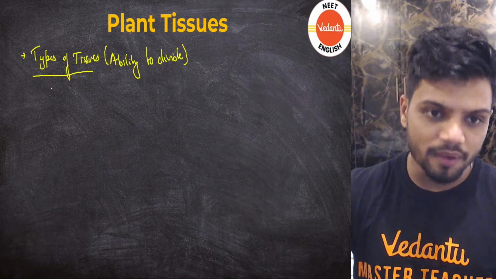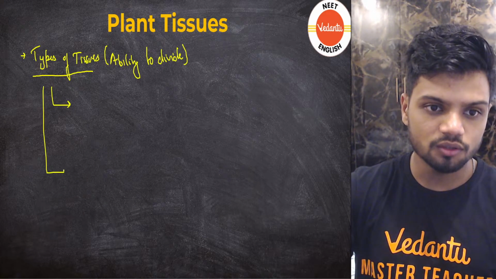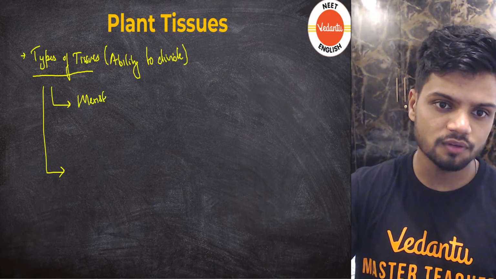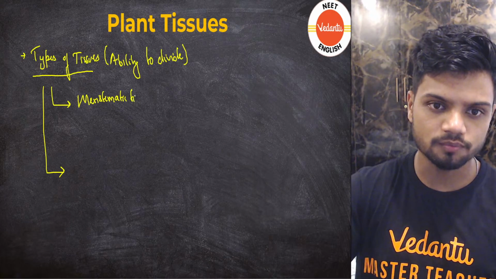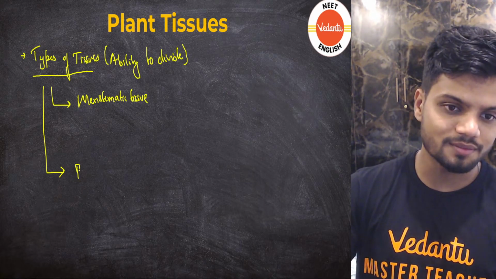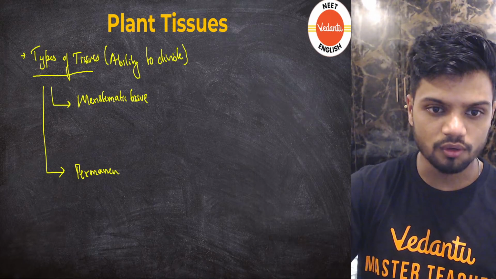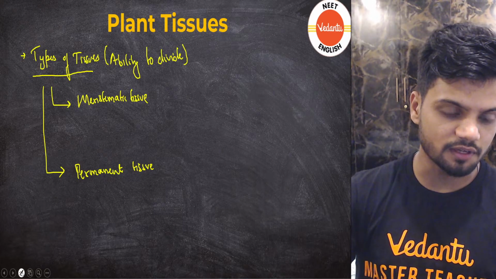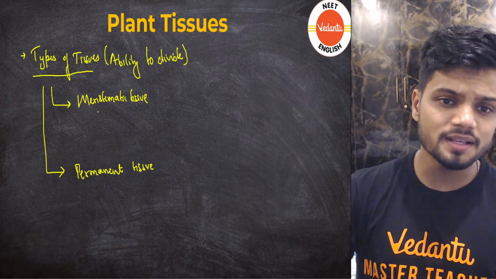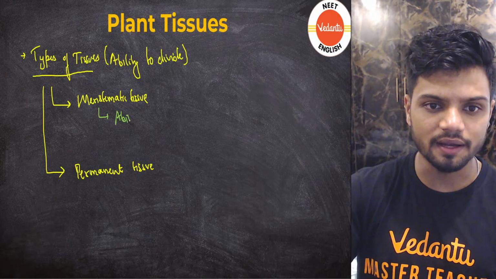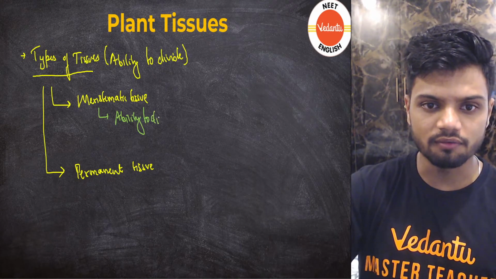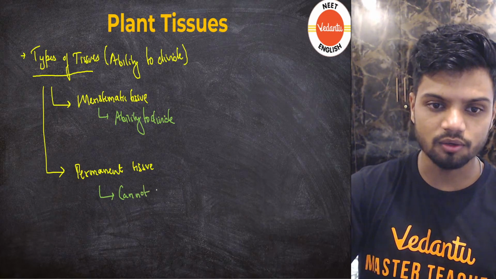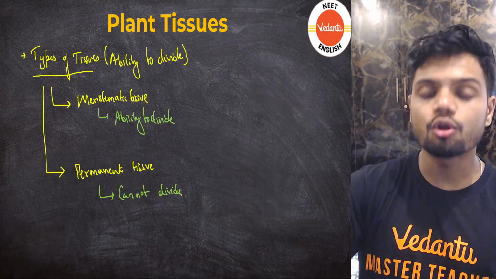Based on that, we have two main categories. The first one is called meristematic tissue. And the second category is called permanent tissue. Then what is the difference now? Understand very carefully. Meristematic tissue has the ability to divide, while permanent tissues cannot divide any further. They have lost the ability to divide.